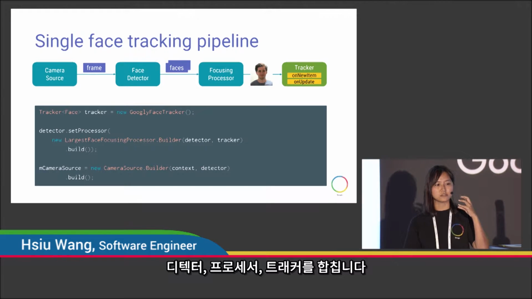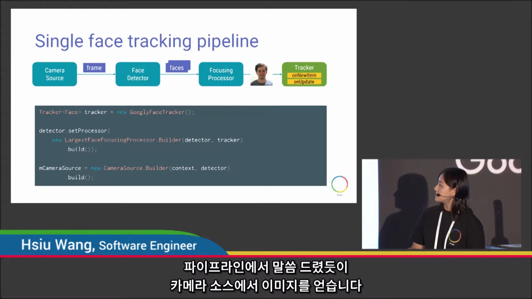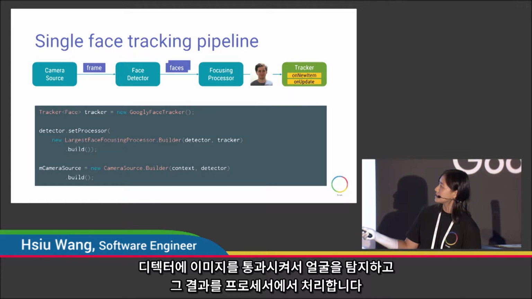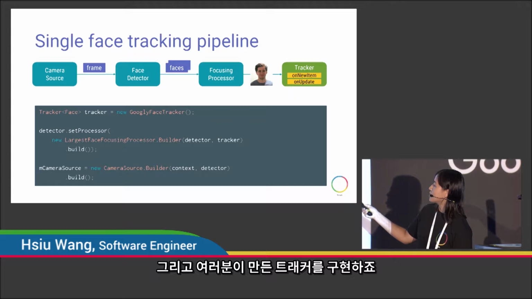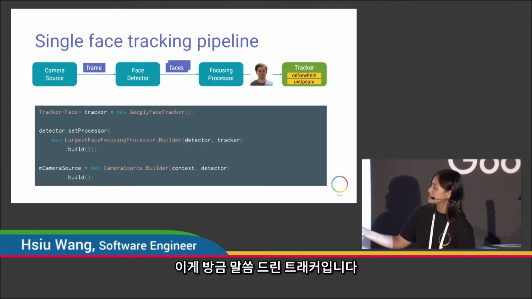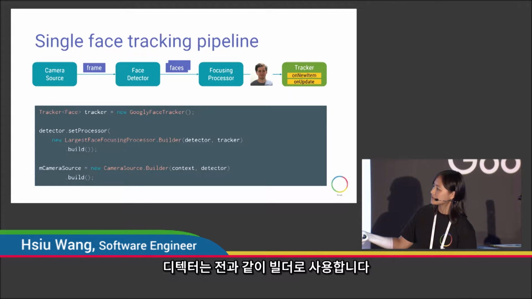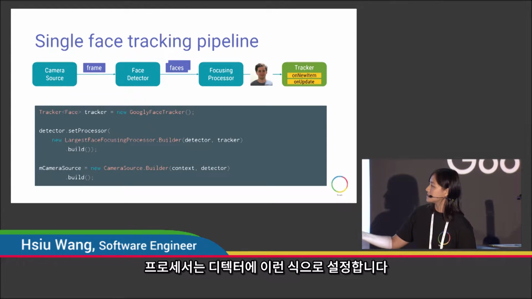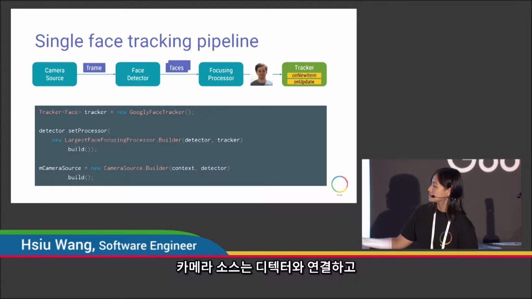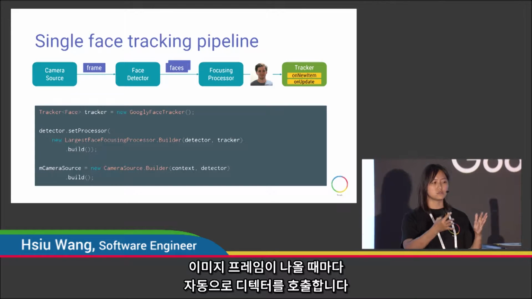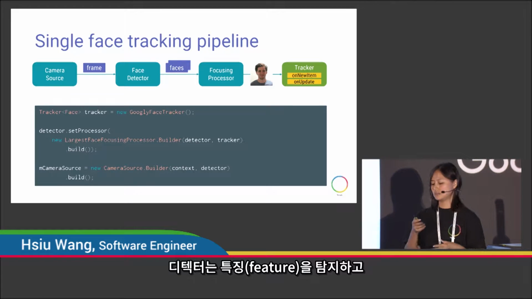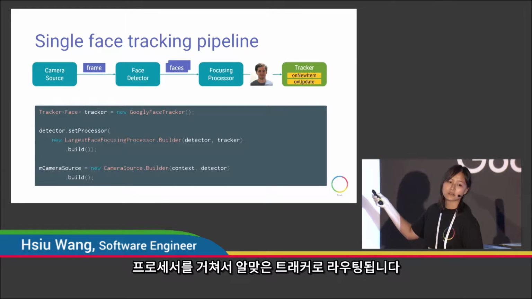So let's put the detector, the processor, and the tracker all together. Like we said in the pipeline, you take the camera source, you get images, you pump them through the detector. Once you get faces, you go through the processor, and then you implement your own tracker. So here is the tracker we were just talking about. And the detector, as before, you use a builder. And then you set the processor on the detector this way. And then here's the camera source. You just set it to associate with the detector. So every time an image frame comes, it automatically calls the detector. The detector will detect features, and then it goes through a processor to route to the correct tracker.